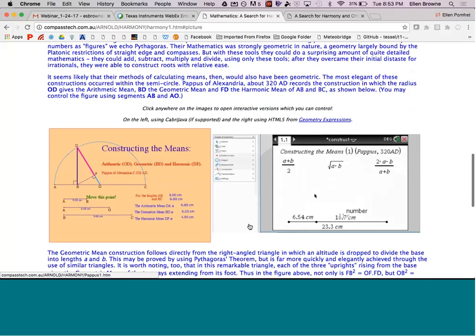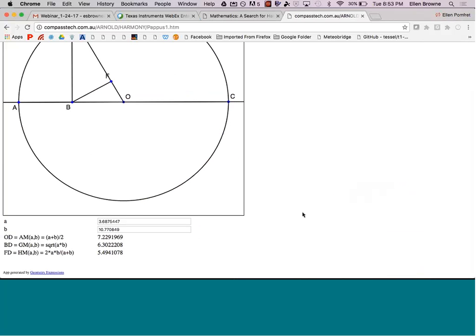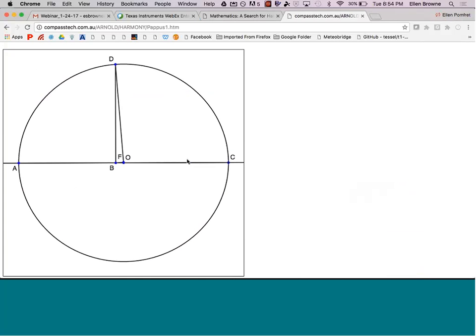If you click on it, it takes you to an interactive document. You need to scroll down a little bit on this one. And so here you can change the values for AB. Well, A is the length AB, and B is the length from B to C. So you can change those values, and that'll calculate your arithmetic, your geometric, and your harmonic means. So those things are there for each of the three constructions. So geometry people, that might be a bit of fun.